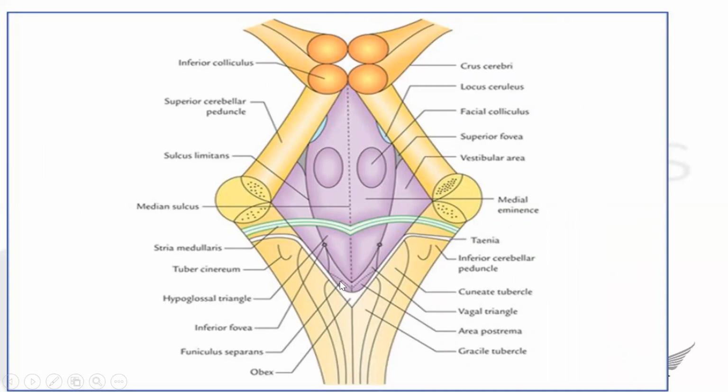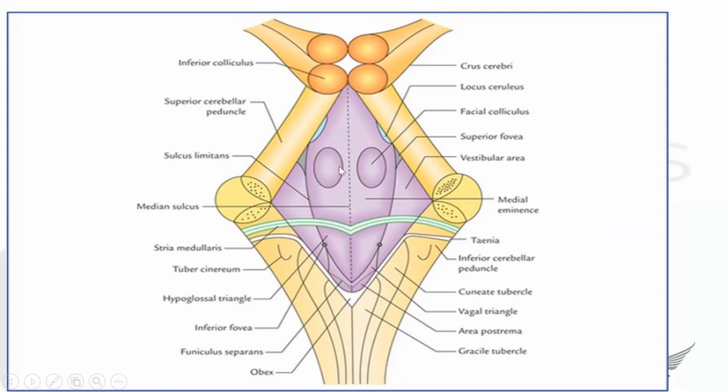This is the funiculus separatus, which divides the vagal triangle. The area between the funiculus separatus and the inferior cerebellar peduncle is called the area postrema. So we will discuss it once more. First, this is the rhomboidal floor of the fourth ventricle. It is lozenge shaped, or diamond shaped, or rhomboidal. We will have the median sulcus.